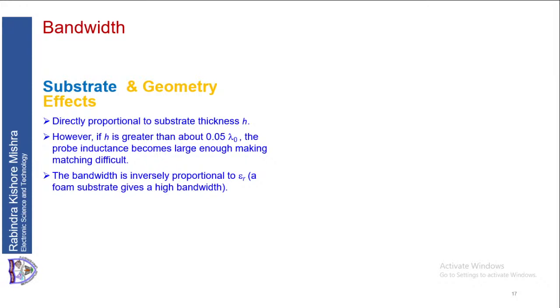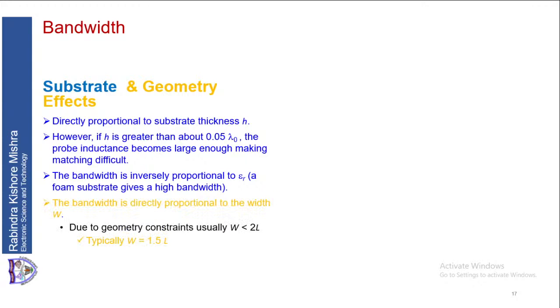Bandwidth is inversely proportional to epsilon r. So smaller epsilon r, larger bandwidth. Usually we take an air substrate, because that gives you the smallest epsilon r. Epsilon r is equal to 1 for an air substrate. Very close to air is foam, so usually foam is used. Now, usually what we do is we take W to be less than 2L, and typically W is equal to 1.5 times L when you are designing it.